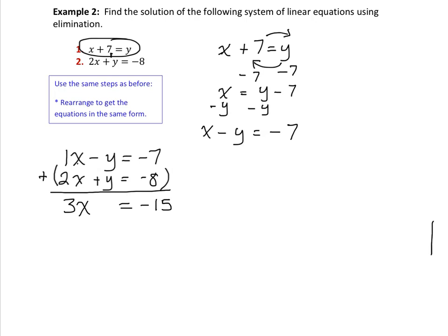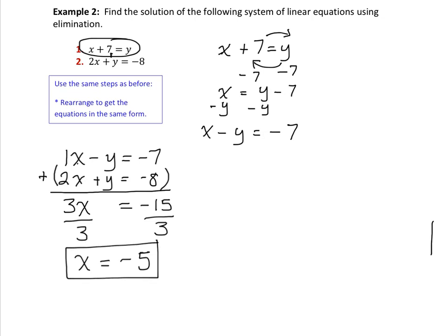Okay, so now what we need to do is solve for x, the remaining variable. So this would be step 4. Divide both sides of the equation by 3, and you get that x is equal to negative 5.